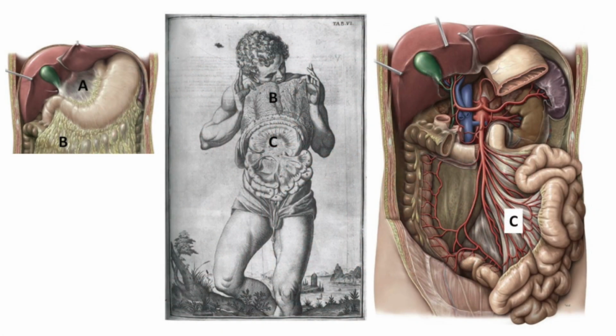In these three images, the lesser omentum is labeled A because it is a structure that extends from the bottom of the liver to the stomach. The structure labeled B is the greater omentum because it is a structure that hangs down from the stomach. The structure labeled C is the mesentery proper because it is a structure that attaches the lower sections of the small intestine to the abdominal wall.